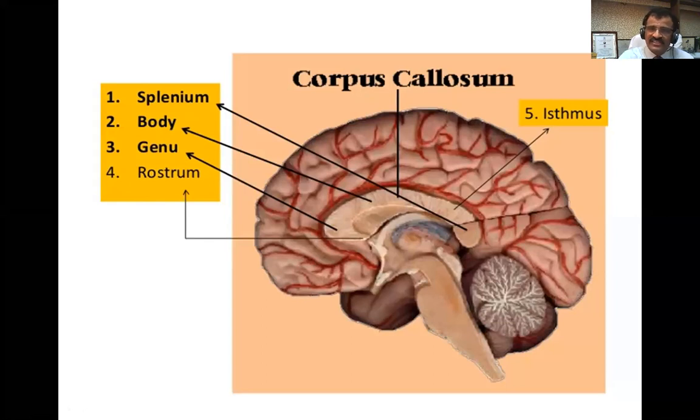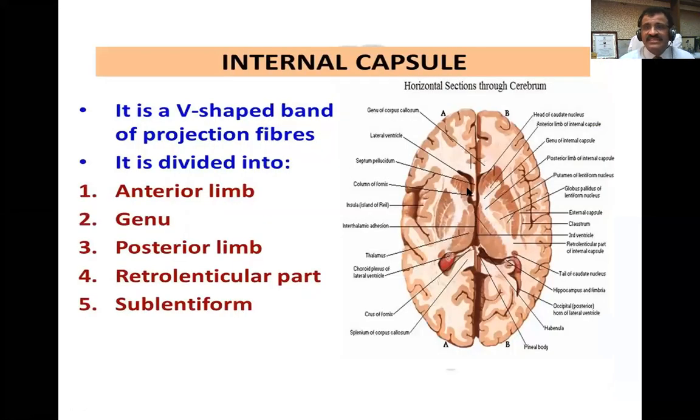So you have to draw this diagram. You have to tell what is corpus callosum. You have to name this. You will get 5 out of 5 marks. Remember this, commonly asked. Now this is the internal capsule.